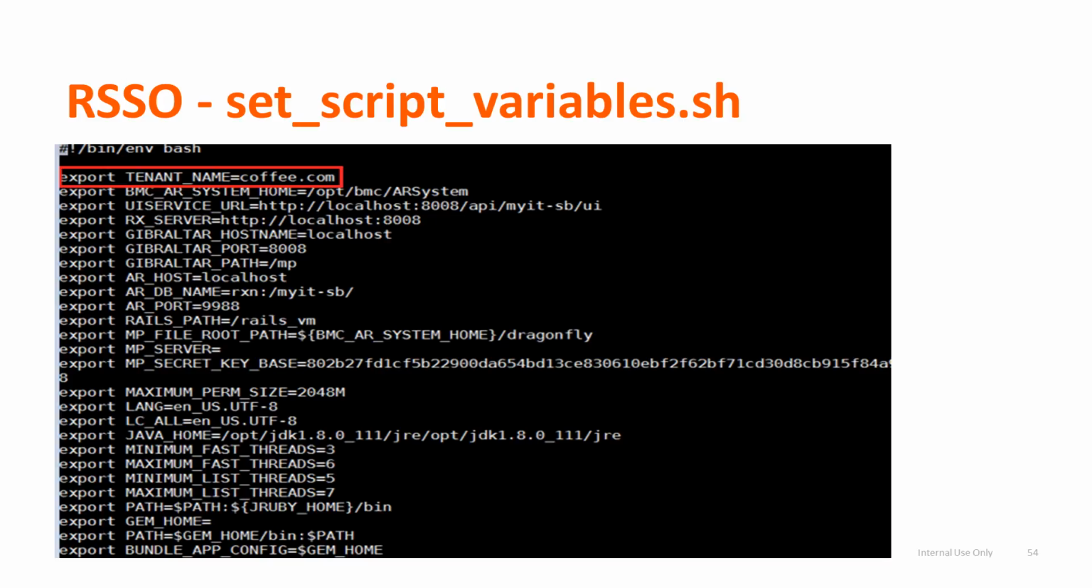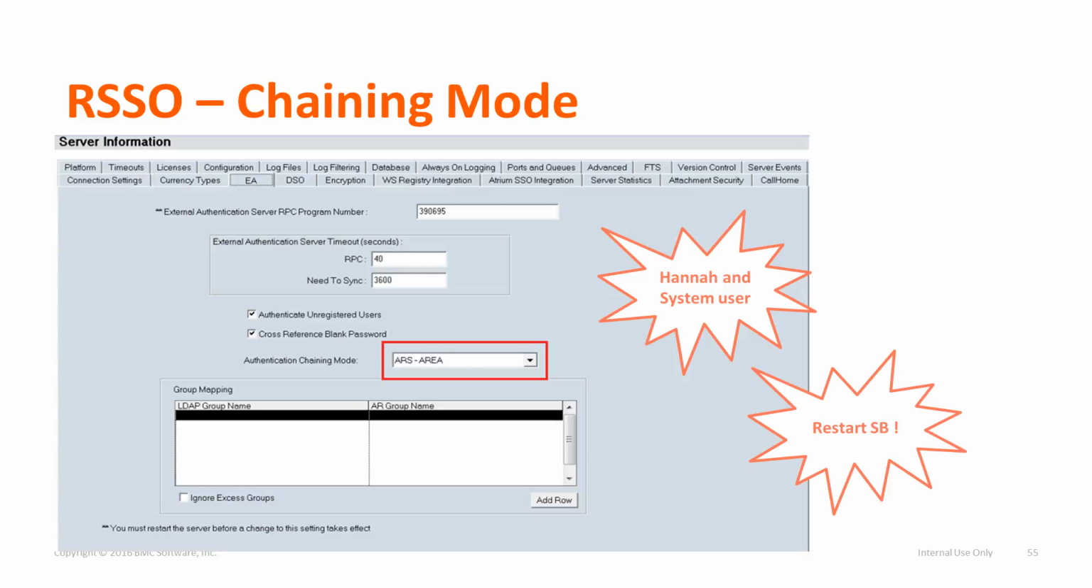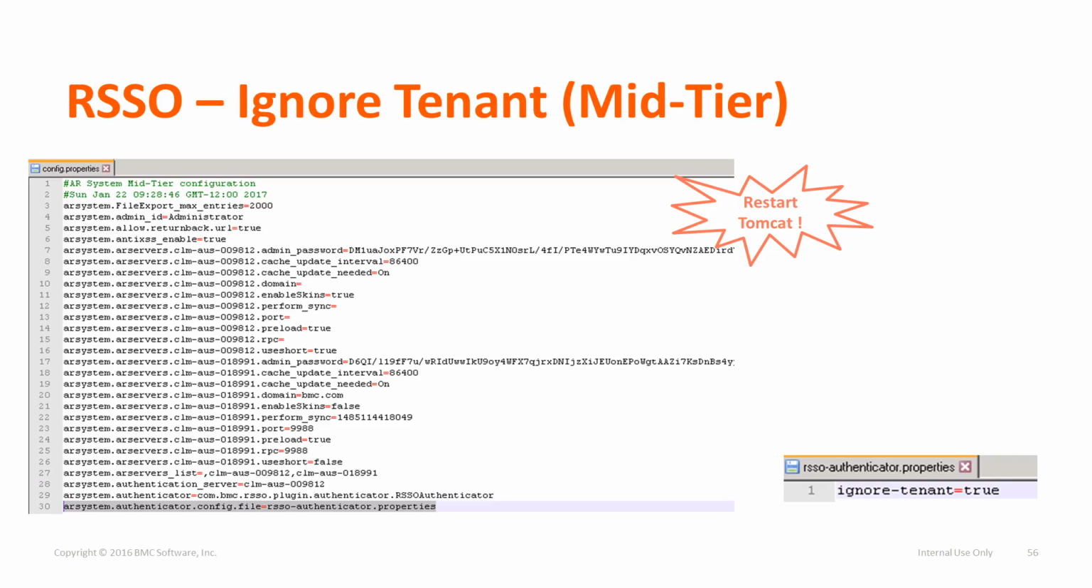And finally, we need to update the set scripted variables.sh file with the tenant name, which is obviously coffee.com in my case. Once that's done, we have to make AOR system aware that it needs to use the AOR-S area plugin, but we also have to bear in mind that this needs to be done for both the system and the application user, which is HANA admin in our case. So once that's updated and you apply it, you restart Service Broker and do an AOR controller restart, and that completes it from the Service Broker side of things.